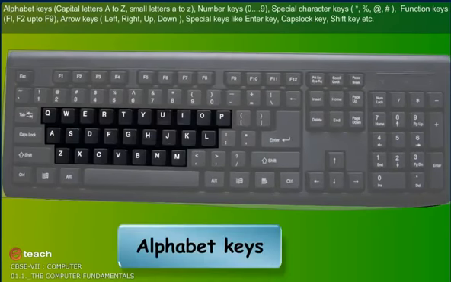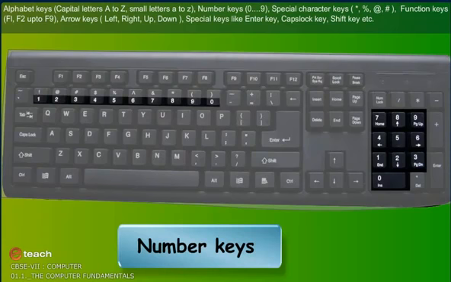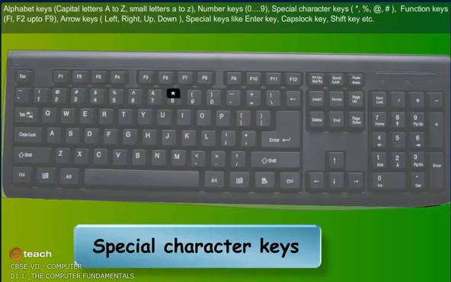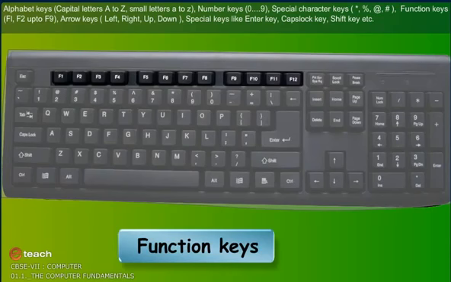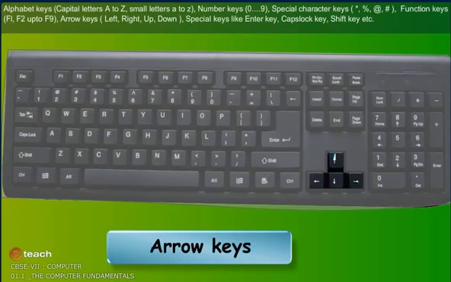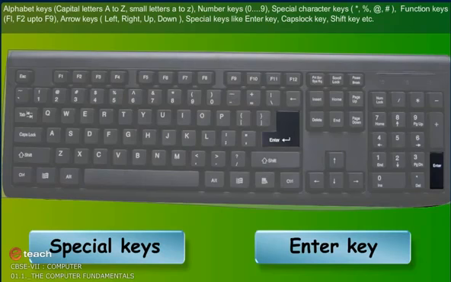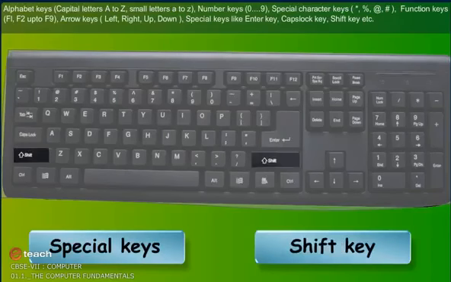Alphabet keys: capital letters A to Z, small letters a to z. Number keys: 0 to 9. Special character keys: star, percentage, @, hash. Function keys: F1, F2 up to F9. Arrow keys: left, right, up, down. Special keys like enter key, caps lock key, shift key, etc.